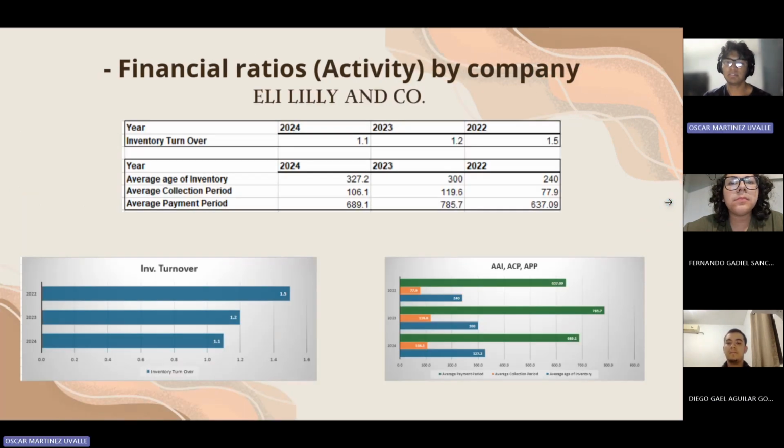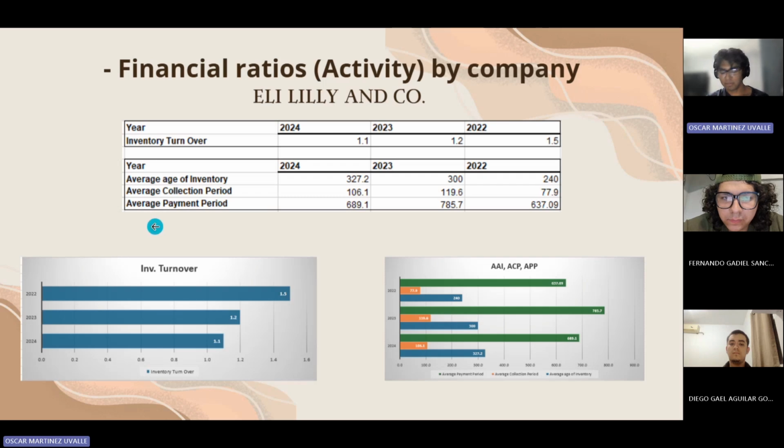Then we have the financial ratios of activity, which are basically the formulas that we will use later to create the cash conversion cycle. First, we have the inventory turnover, which is basically the cost of goods sold divided by the inventory. We can see here in the table that it basically remained between 1 and 1.5. Then we have the average age of inventory, which is basically 360 days divided by the inventory turnover that we got up there, and we can see that it remained between 200 and 300.